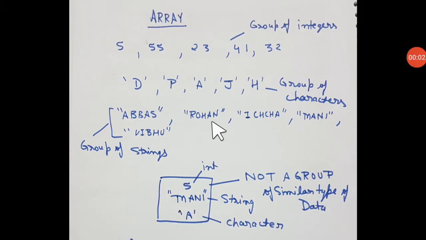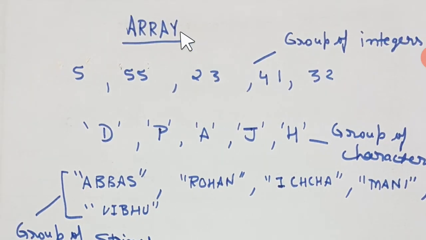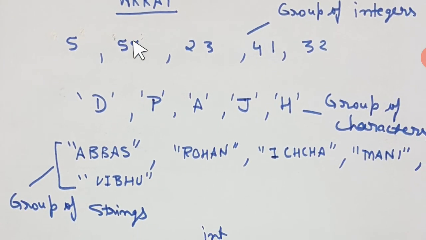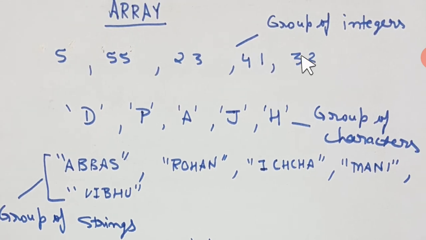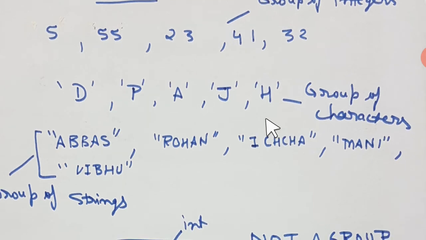Hello students, in this video we are going to discuss a very important concept, and that concept is array. You see here I have written certain numbers: 5, 55, 23, 41, 32. Then we have certain characters: D, P, A, J, H. And then we have certain strings: Abbas, Rohan, Icha, Mani, Vibhu. All these are strings.